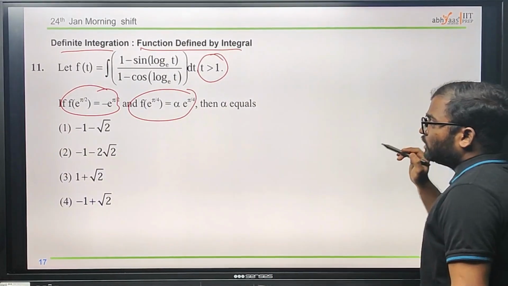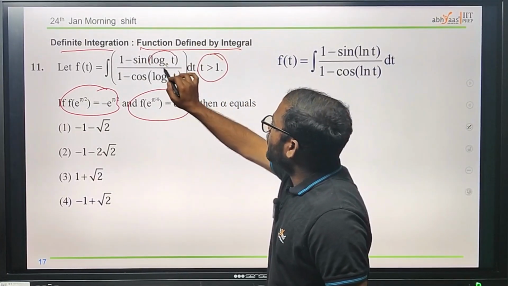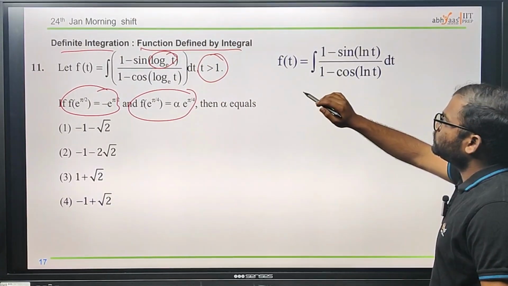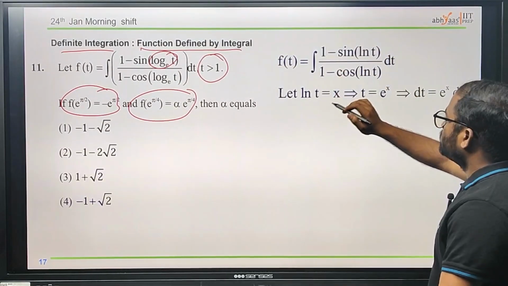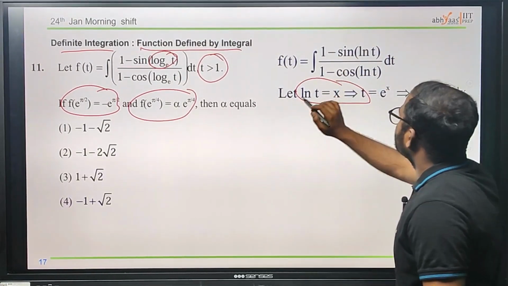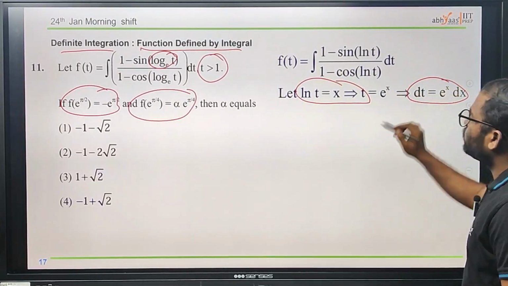Now see here, make it a substitution. First, we can write ln t equal to x. We are just using the substitution, therefore dt will be e power x dx.